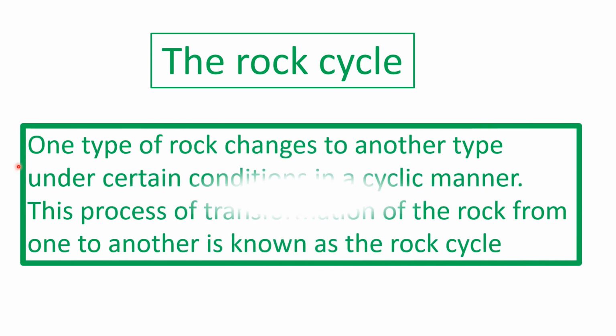The rock cycle. What do you mean by the rock cycle? One type of rock changes to another type under certain conditions in a cyclic manner. This process of transformation of the rock from one to another is known as the rock cycle. How does the rock cycle work? To understand this, I will first show you some pictures.